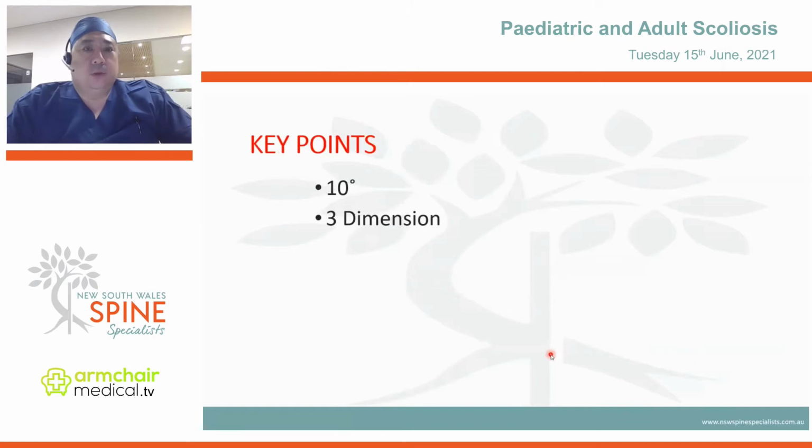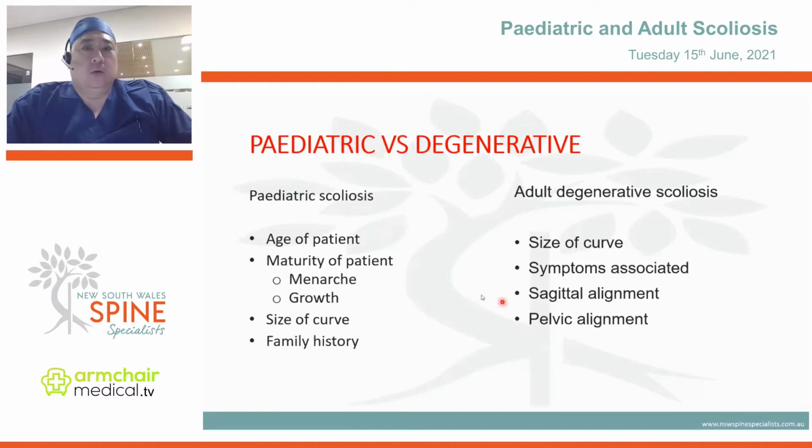So far the two key points are, for a curve to be called a scoliosis it needs to be at least 10 degrees on measurement, and there is also a three-dimensional component to it, in particular you need to pay attention to the rotation. Now, the difference between pediatric and adult or degenerative scoliosis is separated into these two things, but most importantly, the difference is not just age. Age is obviously a given, but also the maturity of the patient.